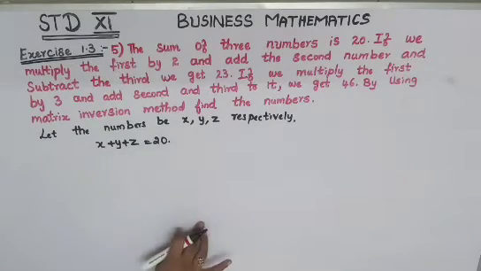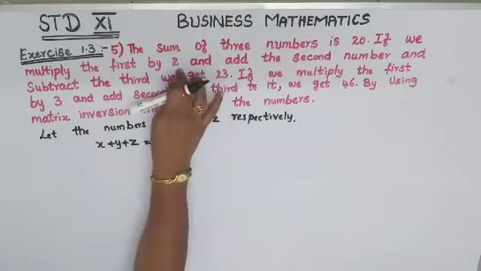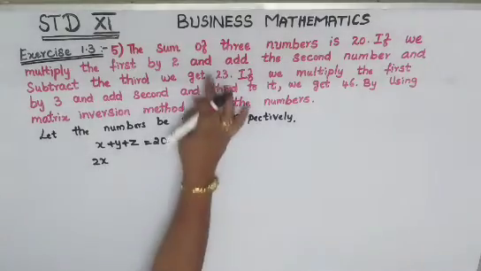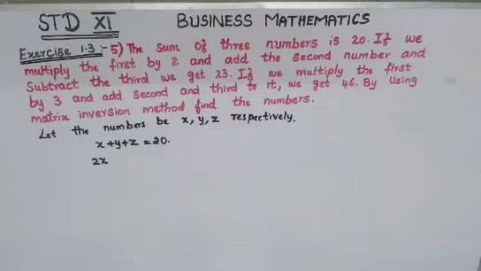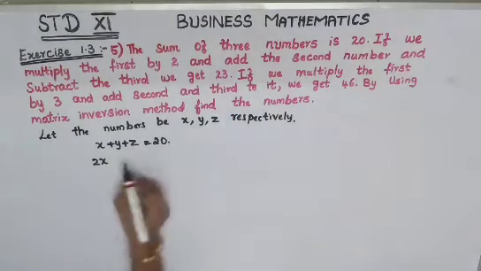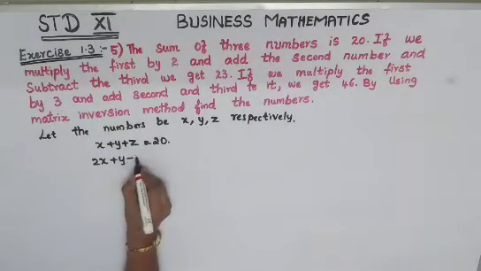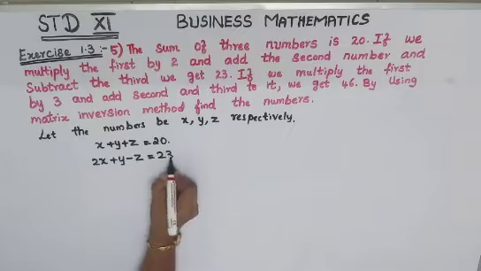The second condition is if we multiply the first by 2, so first number has to be multiplied by 2. So 2x you will get, and add the second number and subtract the third. So add the second number is plus y, subtract the third is minus z, we will get 23, it is given. So it is 23.